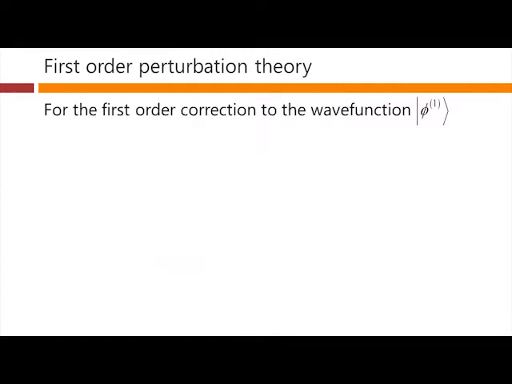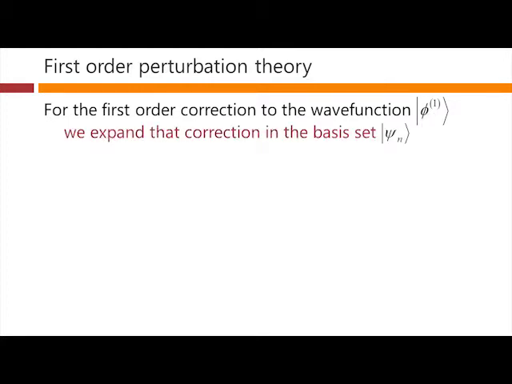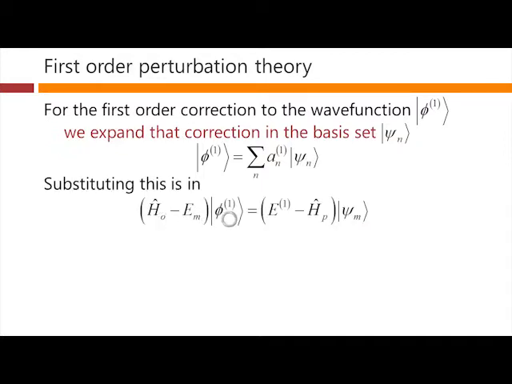We can go on to calculate the first order correction to the wave function phi 1. What we're going to do is expand that correction, this phi 1, in the eigenfunctions of the unperturbed problem, psi n. So this is a whole set here. Well, of course, it's straightforward to write that down. We'll get some set of coefficients, which we call an1, multiplying each of the psi n. And we substitute this back into our equation here. So we're going to substitute that expansion in here.